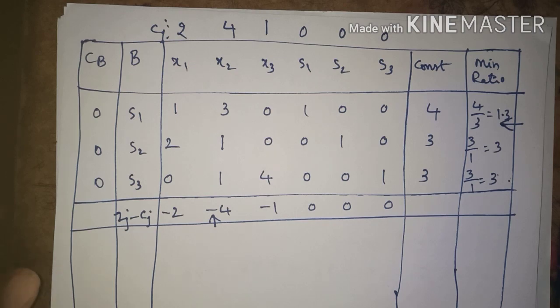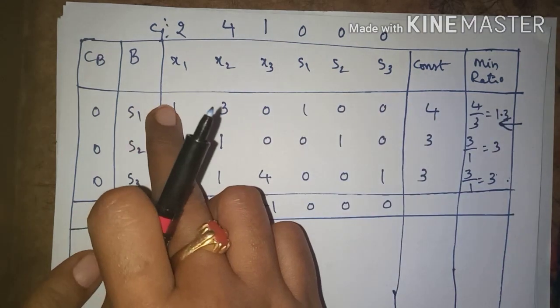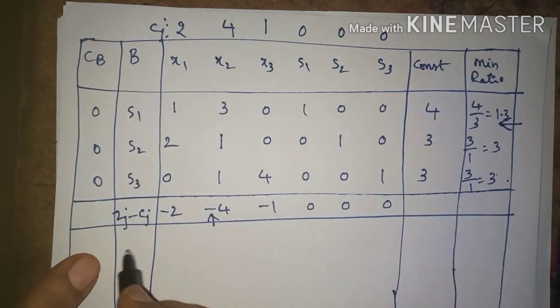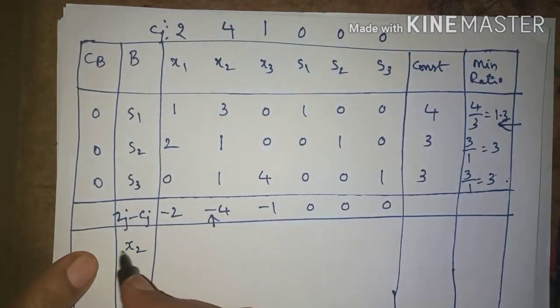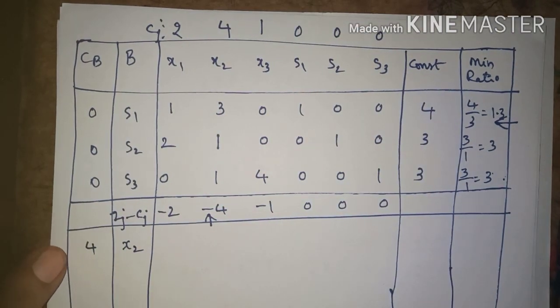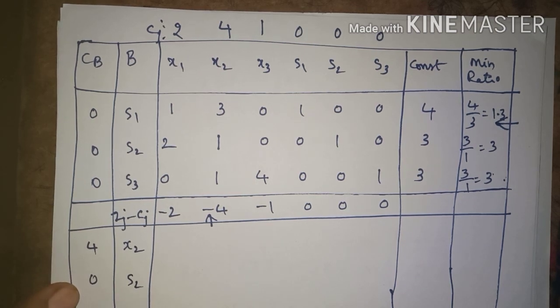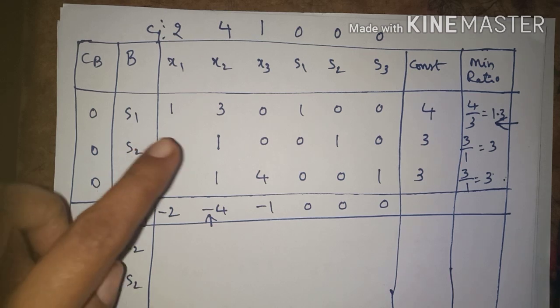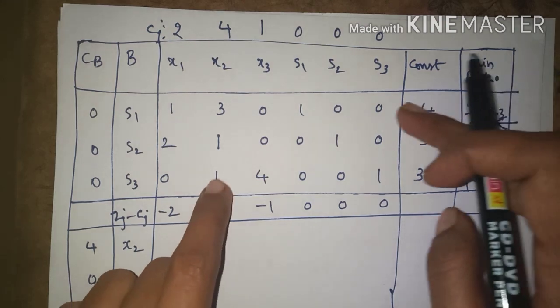So what we have to do? First, S1 is the leaving variable. That's why we leave S1, and in place of S1 you will get X2, and above X2 how much is there? 4 is there. As it is, I'll write 0 S2 and 0 S3. The remaining 2 rows I will write as it is, and X2 is entering. That's why I entered X2, and above X2 the 4 I wrote.